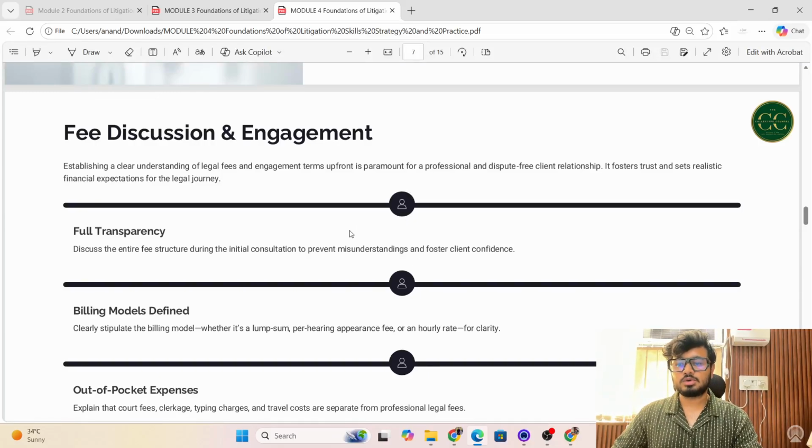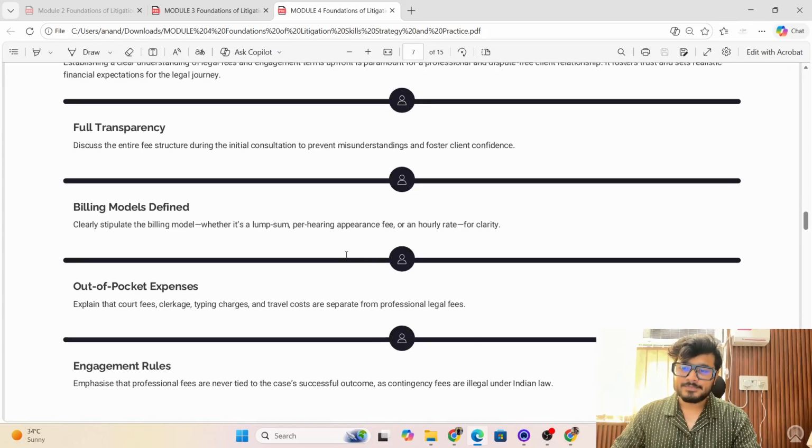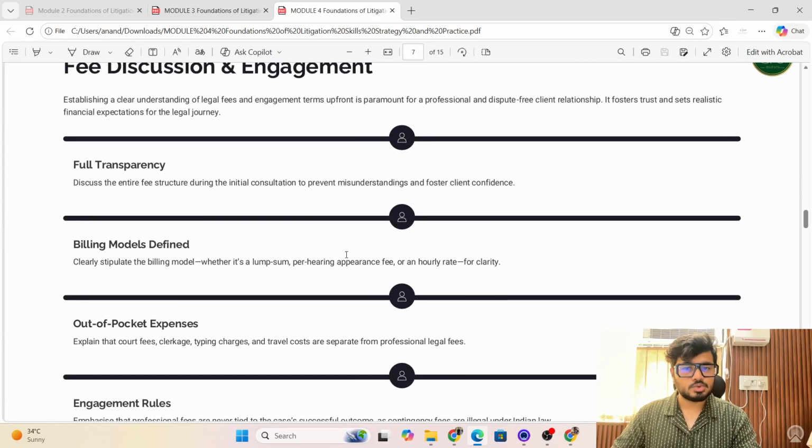So it is important to be very transparent about the fee structure, the billing model defined, and out-of-pocket expenses. You should be clear.